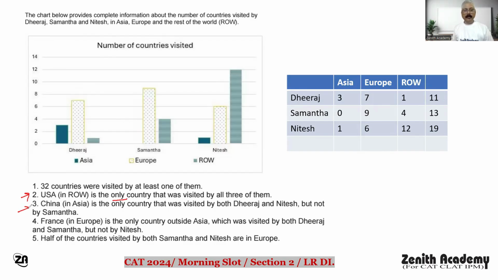Similarly point number three, China in Asia is the only country that was visited by both Dheeraj and Nitesh, not Samantha. So only China is such a country. France in Europe is the only country outside Asia which was visited by both Dheeraj and Samantha but not by Nitesh. In Europe there is only one country, France, where these two went together, not Nitesh, and nowhere else. And half of the countries visited by both Samantha and Nitesh are in Europe. Correct. Let's see this.